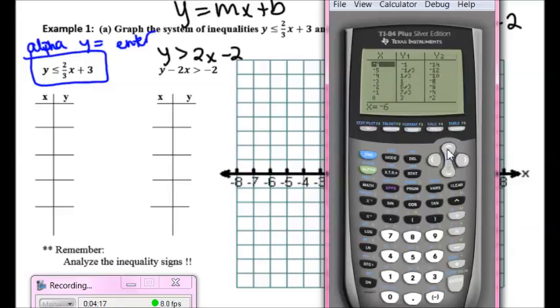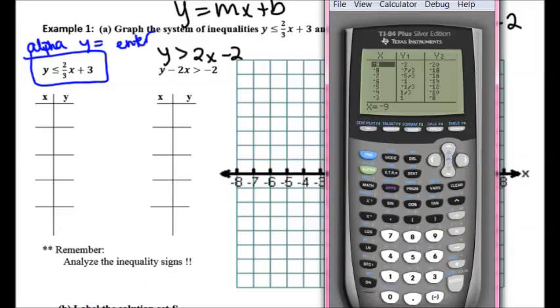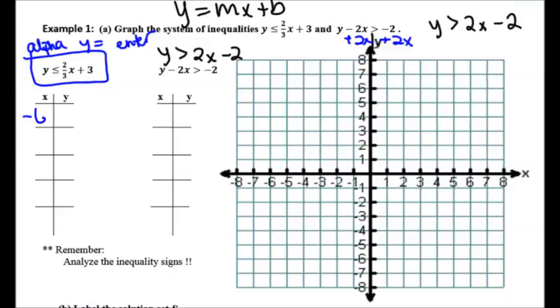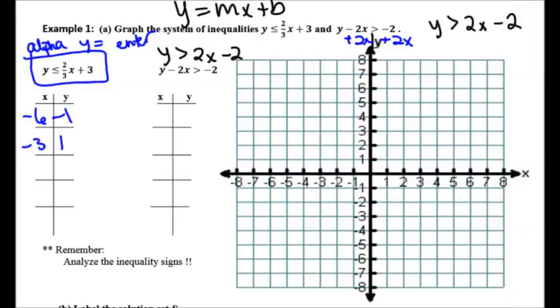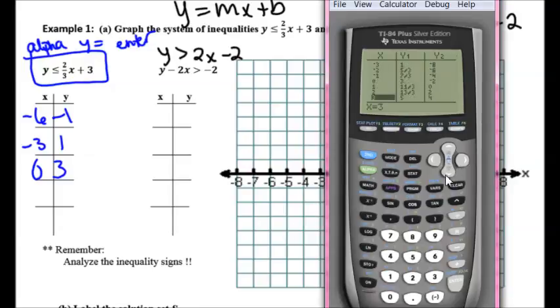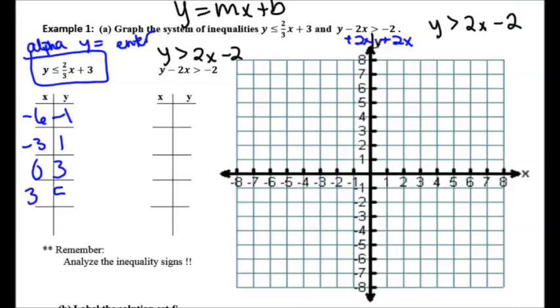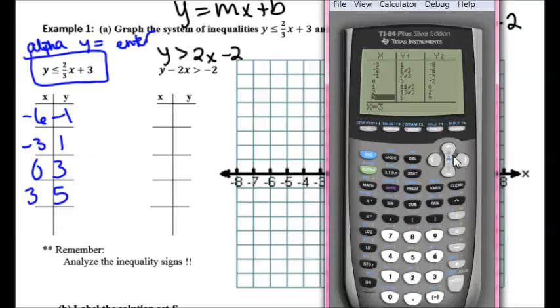So I'm just going to pick a couple negatives. We'll do -6, -1. The next point that we can graph is -3, 1. After that is 0, 3. Keep scrolling through your table to find more points to plot. 3, 5. And let's scroll through the table to find maybe one more. Okay, and we'll do 6, 7.